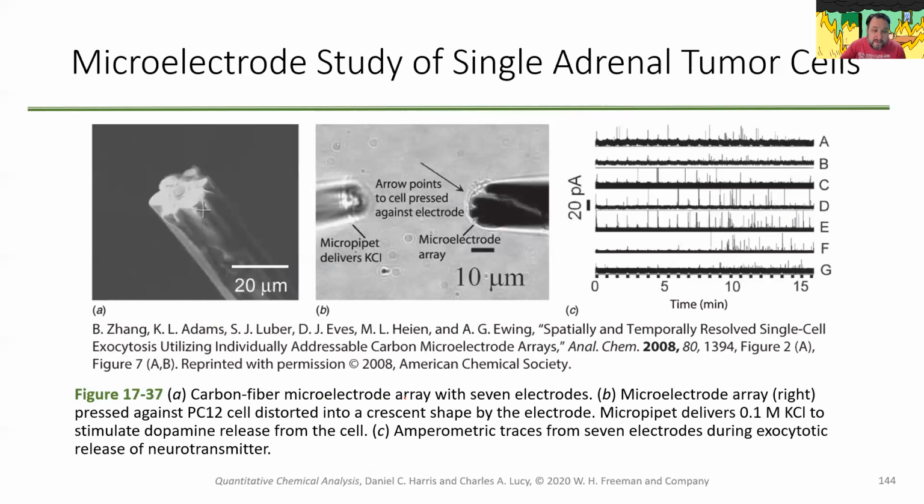You've got a carbon fiber microelectrode array with 7 electrodes: 1, 2, 3, 4, 5, 6, 7. It's pressed up against a PC12 cell distorted into a crescent shape by the electrode. The micropipette is going to deliver some KCl, potassium chloride, to stimulate dopamine release from the cell. Then you look at these amperometric traces from the electrodes during the release of that neurotransmitter. So we've got our cell, smooshed up against the electrode, and you release some KCl. The KCl walks in towards the cell, the cell releases some dopamine, and then you measure that dopamine response over here on the electrodes.